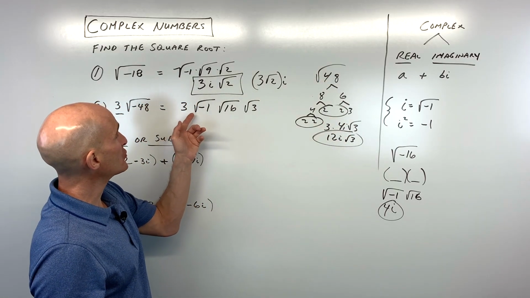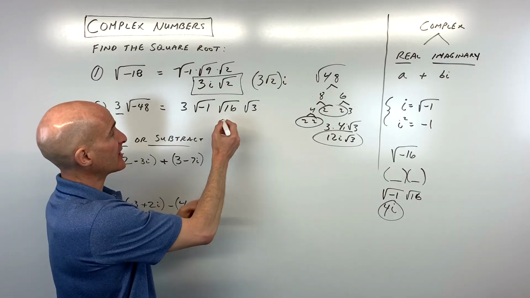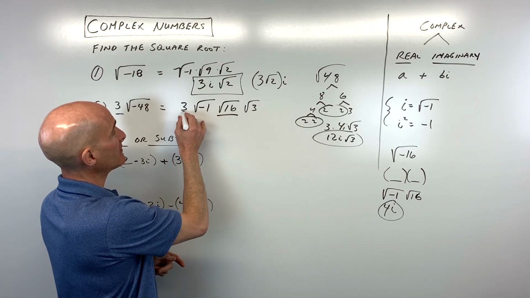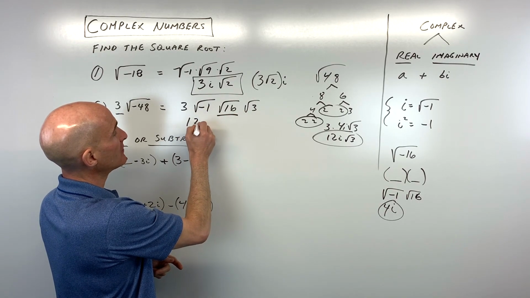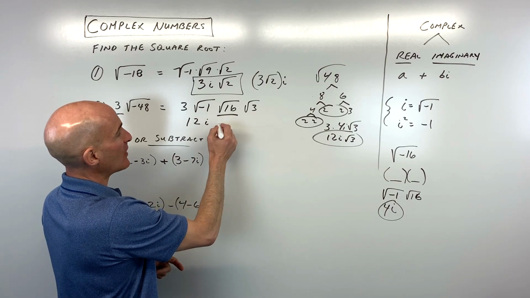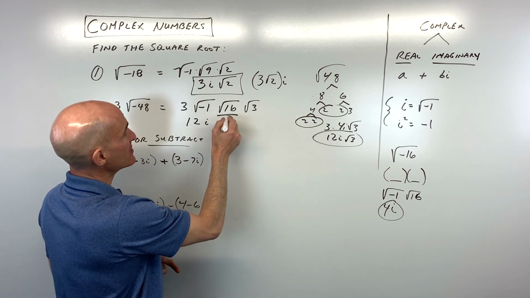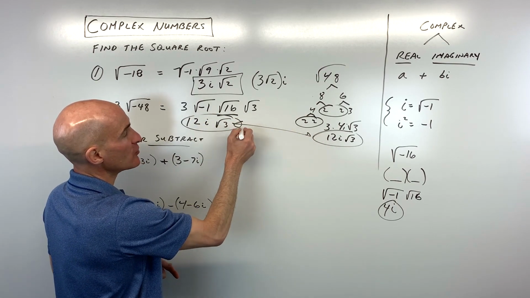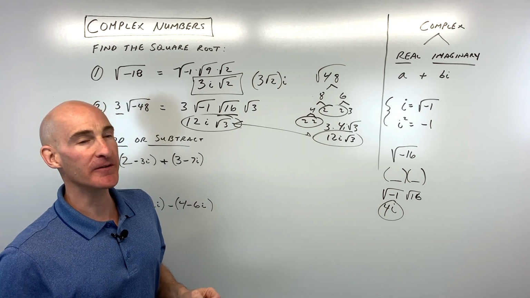The other way here is just to try to divide out perfect squares, like here, the square root of 16 is 4, times this 3 is 12. The square root of -1 is i, and then we have that square root of 3 left over. Either way, you can see you're getting the same result. So whichever method you prefer, go with that method.